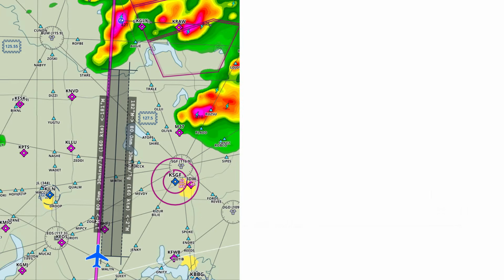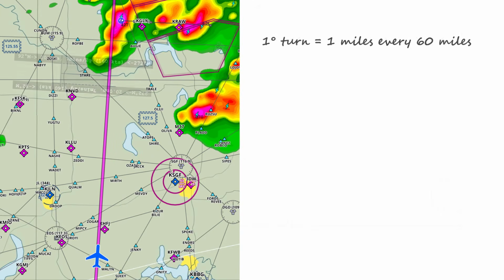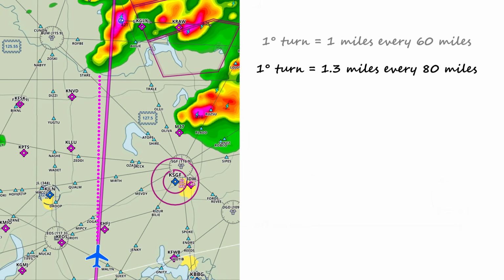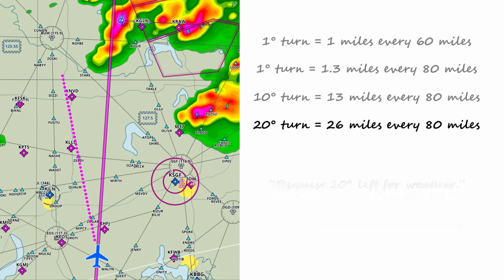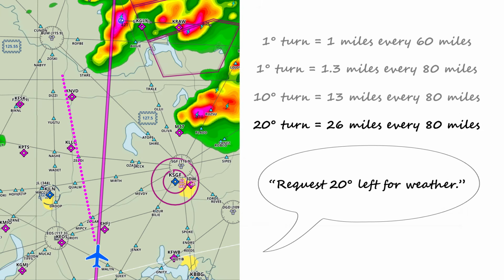You're 80 miles from a thunderstorm and you want to pass at least 20 miles to the side. 1 degree of turn displaces you 1 nautical mile for every 60 nautical miles you travel. So, 1 degree of turn puts you 1.3 nautical miles to the side of your current course in 80 miles. That means after 80 miles, a 10-degree turn nets you 13 miles right of course, and a 20-degree turn gets you 26 miles from the center of the storm ahead of you.